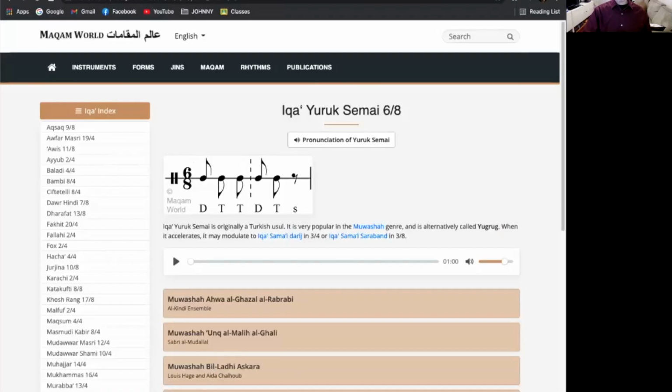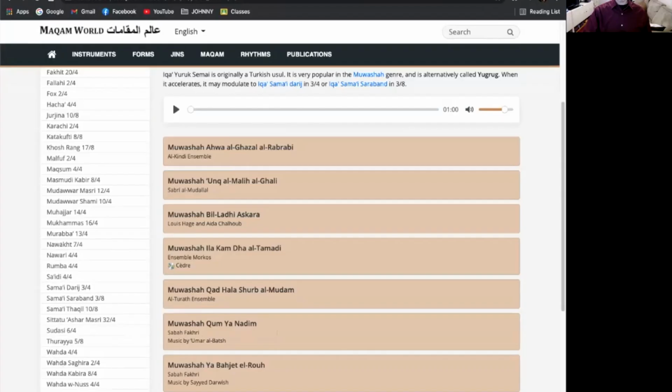It can also morph into a 3/4 Samai Darij. Other names for Yuruk Samai are Yugrug or Ugrug, also used between percussionists in the Arab world. This is the Maqam World page for Yuruk Samai with all the examples. And we're going to listen to some of these examples found on YouTube.